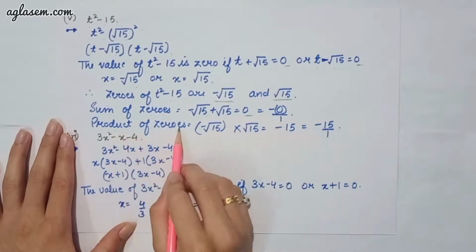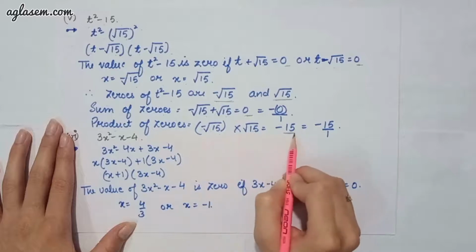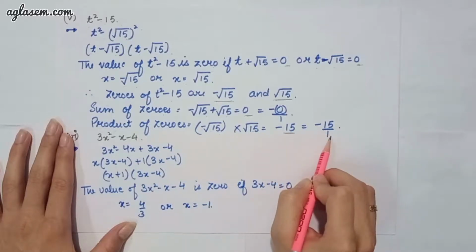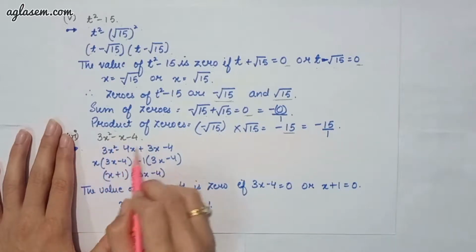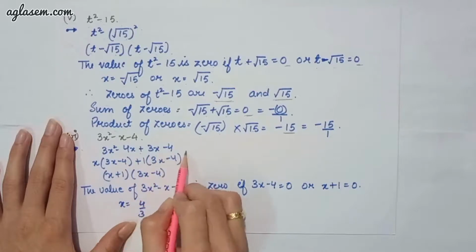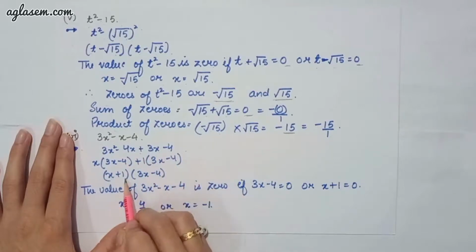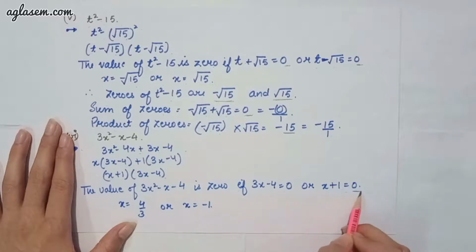And the product of zeros will be minus root 15 into root 15, which will give you minus 15, that is minus 15 upon 1. Sixth part says 3x square minus x minus 4. So here 3x square minus 4x plus 3x minus 4 will give you x plus 1 and 3x minus 4. So the value of 3x square minus x minus 4 is 0 if 3x minus 4 is equal to 0 or x plus 1 is equal to 0. Therefore x value will be 4 by 3 and x value will be minus 1.